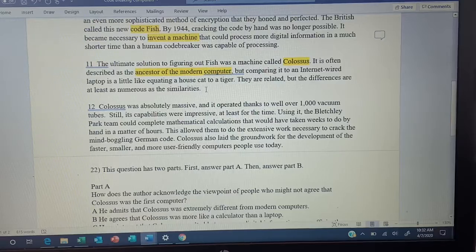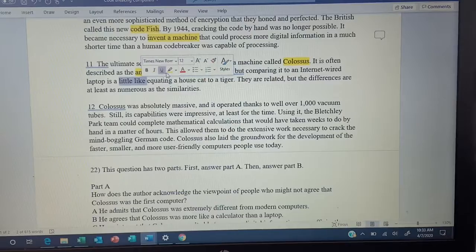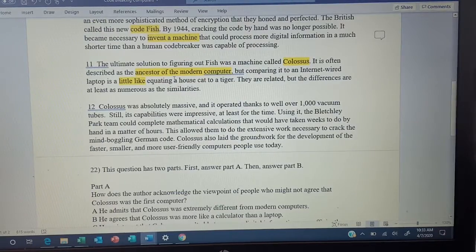And as you know, a house cat is a super docile, passive little creature compared to the might of a tiger. So we get this simile that lets us understand that this new computer, yeah, it's going to kind of be like the first computer, but it's nothing compared to what computers are like today. That figurative language helps us understand that this computer, yeah, it was a computer, but it wasn't as complicated as the stuff is today.